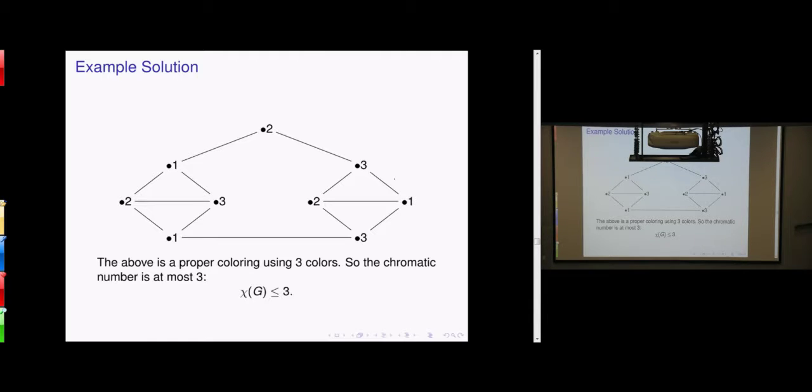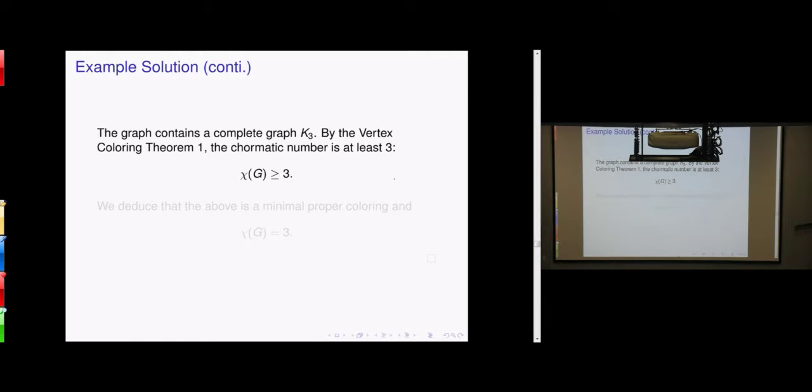So chi of G is less than or equal to 3. Now how do you know you need at least 3? Well, there is a triangle. This graph contains a K3, a complete graph on 3 vertices. In other words, it contains a triangle, and we have seen that just for that triangle, you need 3 colors. So there's no way to save. By the vertex coloring theorem, the chromatic number is at least 3. Therefore, it is exactly 3. The reason is quite simple.